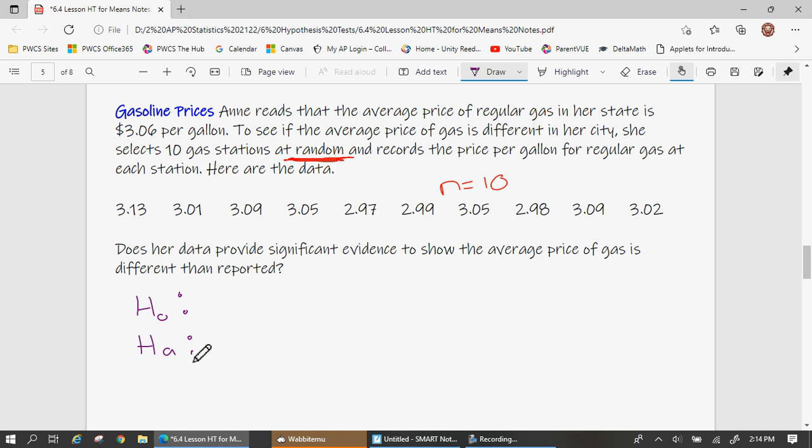We're talking about means, average. That tells you we're talking about means. So we're going to use the Greek letter mu. And then what she read was that the average gas price is $3.06, so that's what we're going to assume it is, unless we can prove otherwise. And we want to know if it is different. So that's an indication that we should use a not equals to inequality for our alternative hypothesis.